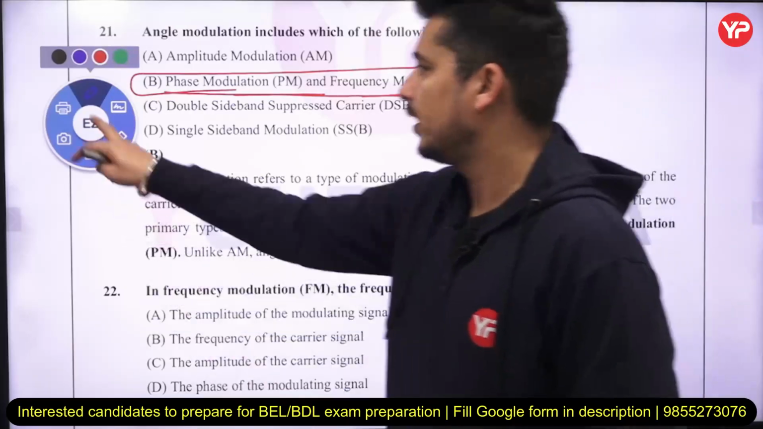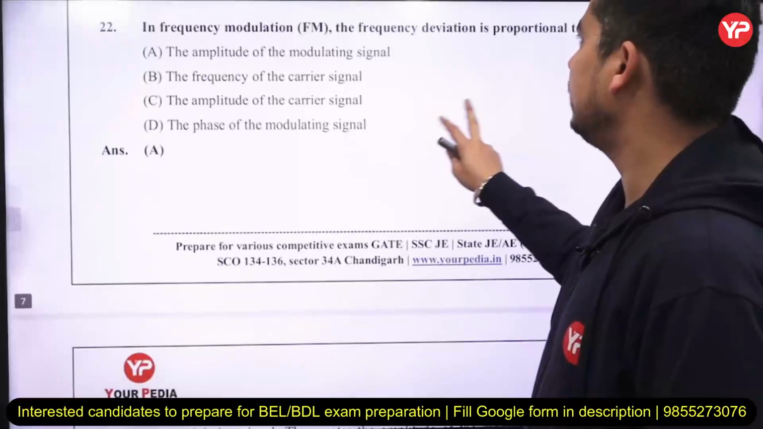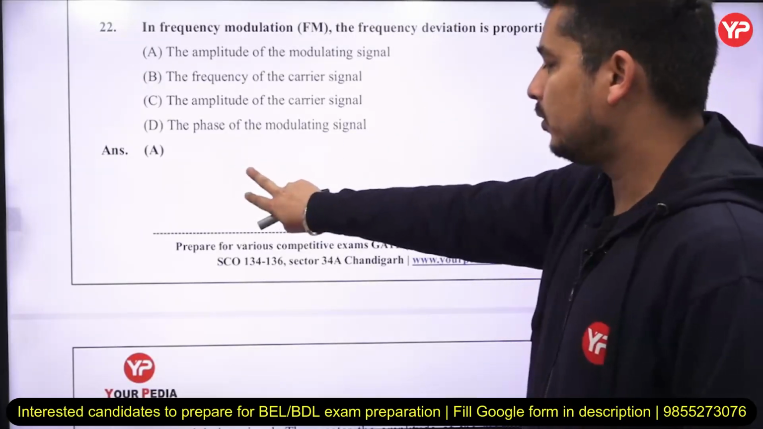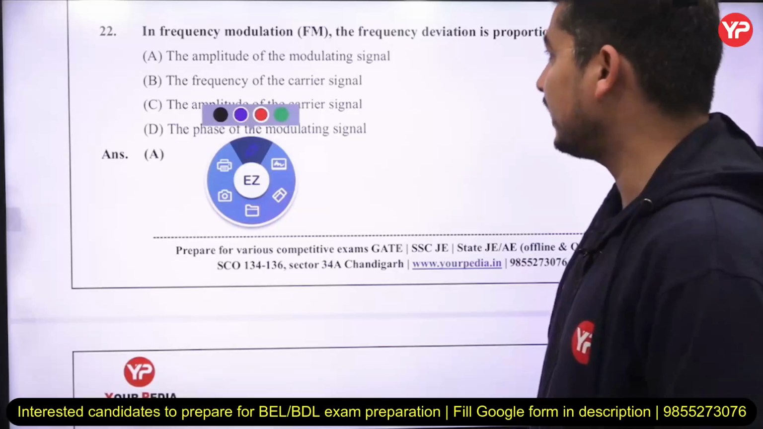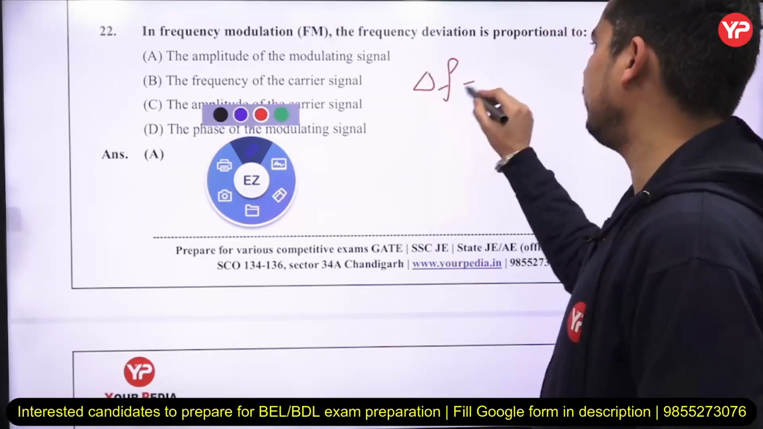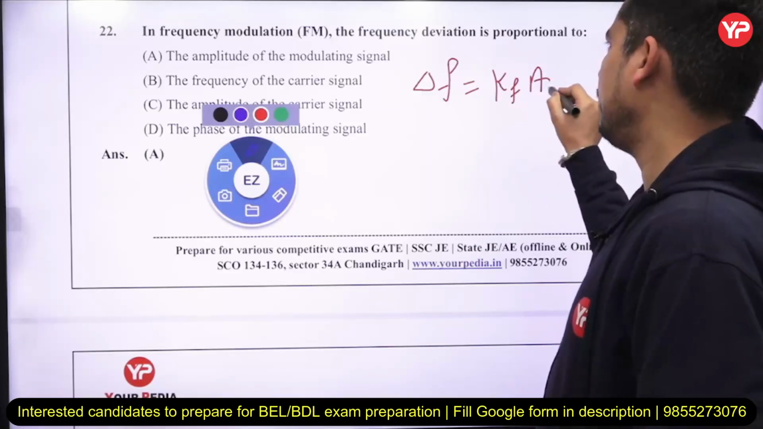Next, in frequency modulation, for the FM signal, the frequency deviation is proportional to what? The frequency deviation is represented by delta F, which is KF into AM.